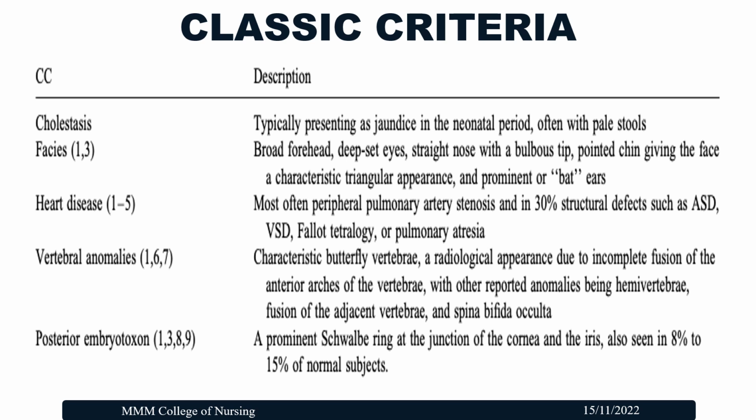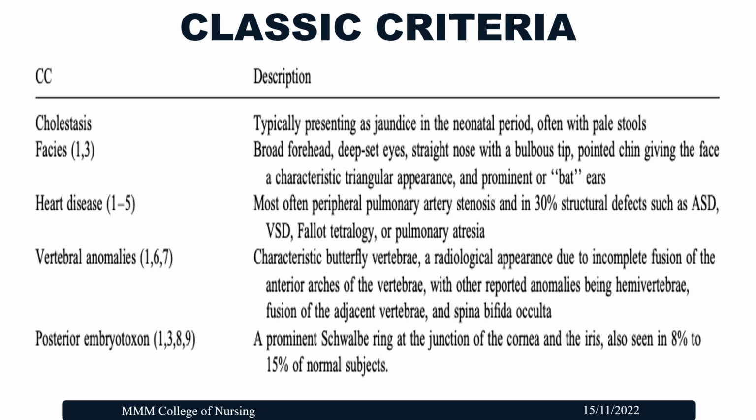The classic criteria for Alagille syndrome includes full status, typically presenting as jaundice in the neonatal period, often with pale stools, facies, broad forehead, deep-set eyes, straight nose with a bulbous tip, pointed chin, giving the face a characteristic triangular appearance, and prominent or bat ears.